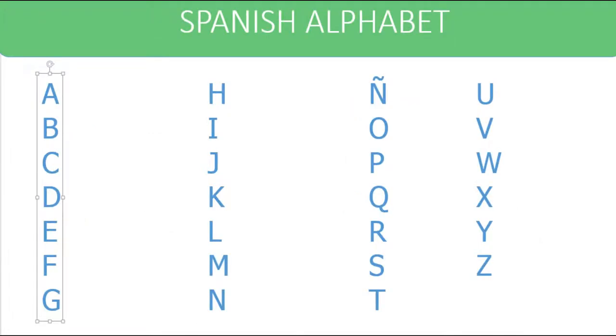So let's say the Spanish alphabet aloud. A, B, C, D, E, F, G, H, I, J, K, L, M, N, Ñ, O, P, Q, R, S, T, U, V, W, X, Y, Z.